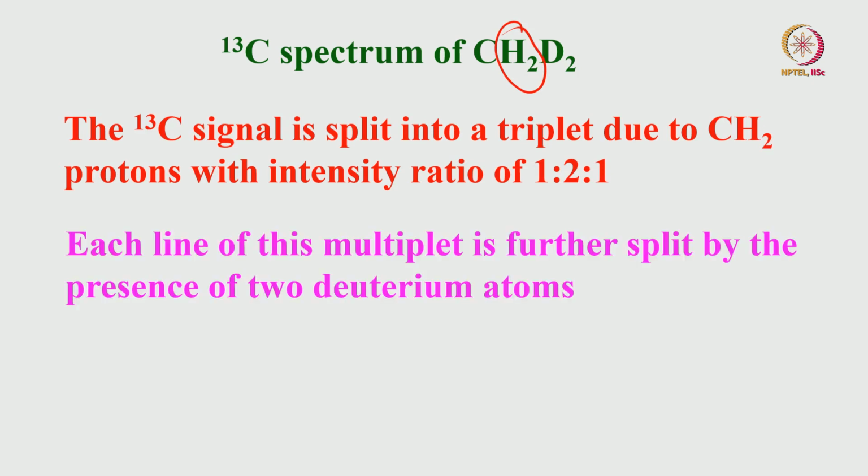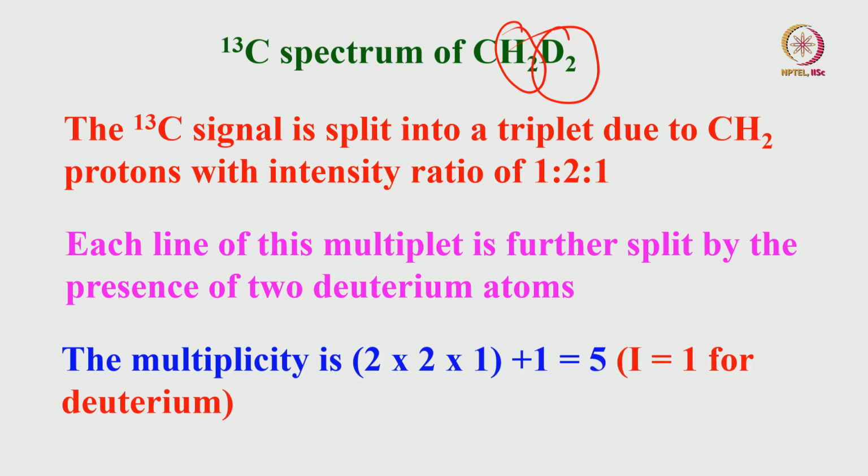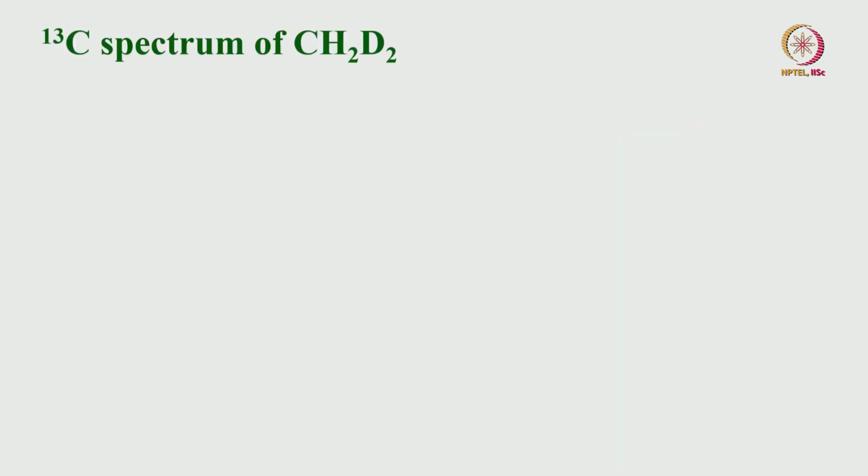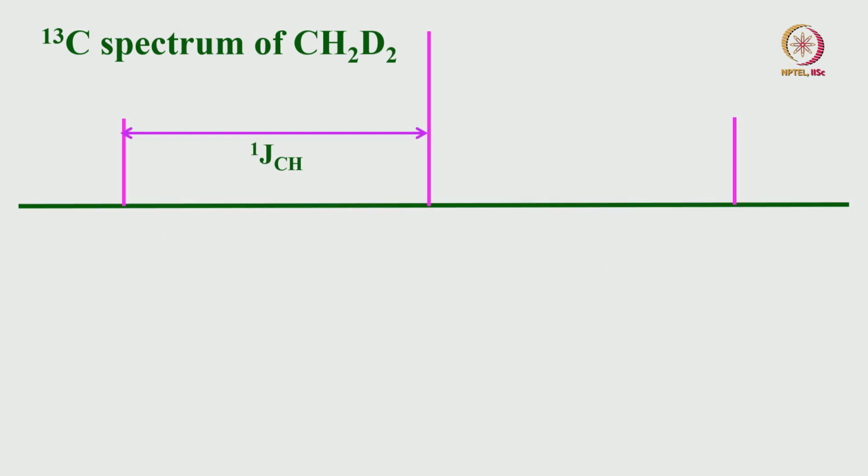Then each line of the triplet is split into a pentet, a 5-line pattern, because of deuterium coupling. This is what happens. So, CH coupling is there, DH coupling both are there. As a consequence, you are going to get a pattern like this. The overall pattern is 1 2 3 2 1 intensity, a quintet you are going to get, and the 13C spectrum really is like this.